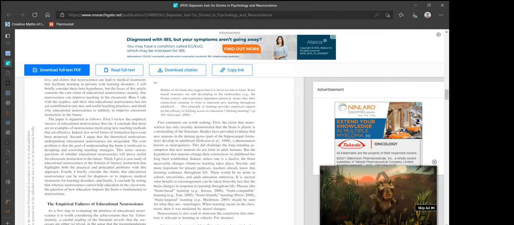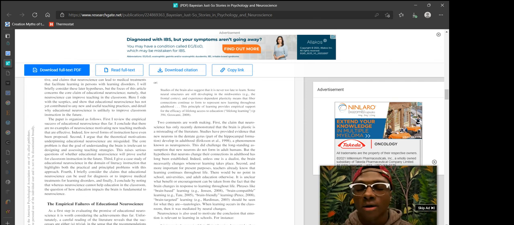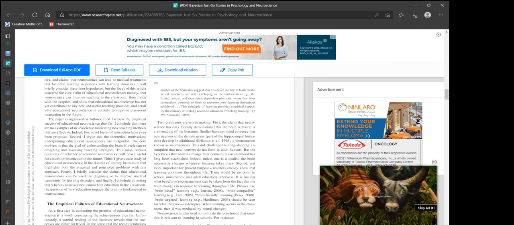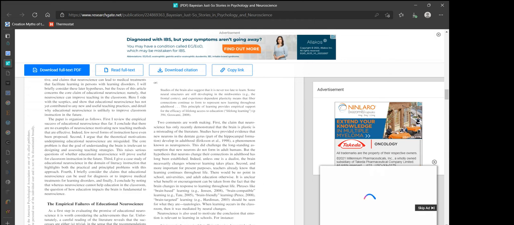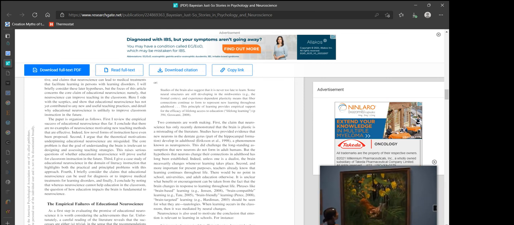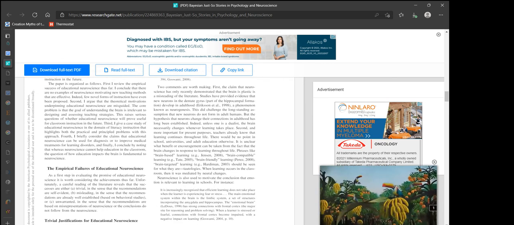Fourth, I briefly consider the claims that educational neuroscience can be used for diagnosis or to improve medical treatment for learning disorders. And finally, I conclude by noting that whereas neuroscience cannot help education in the classroom, the question of how education impacts the brain is fundamental to neuroscience.